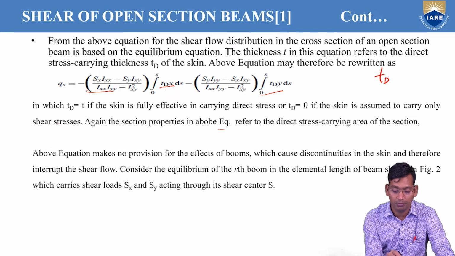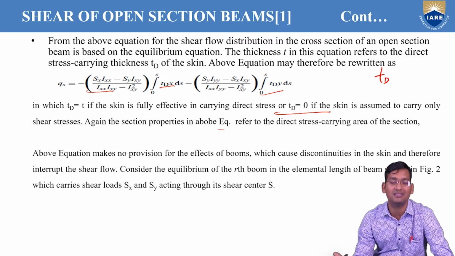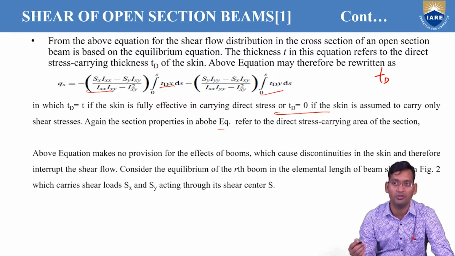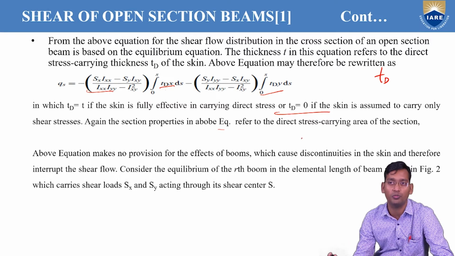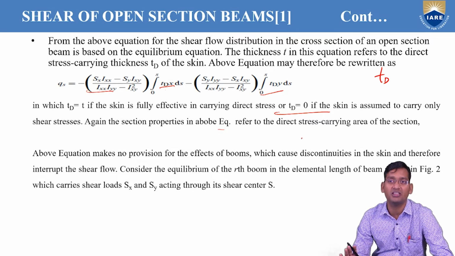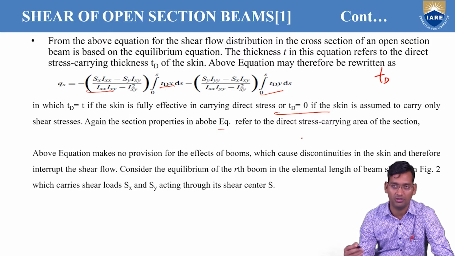So with this, why? Because there is no direct stress, only the shear stress is there. If direct stress is not there, then what is the provision of boom? There is no effect of boom, which causes discontinuities in the skin and therefore interrupts the shear flow. That means if there is no effect of boom, then the skin will get damaged, which interrupts the shear flow.